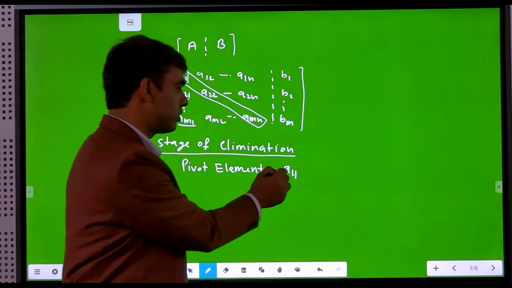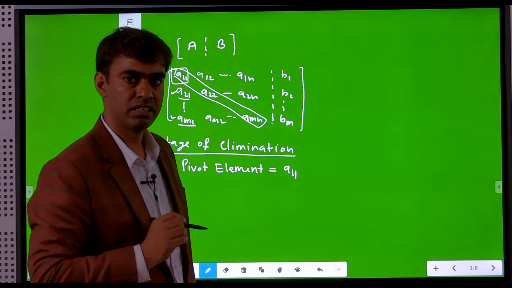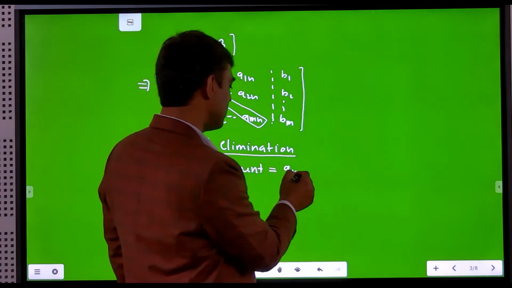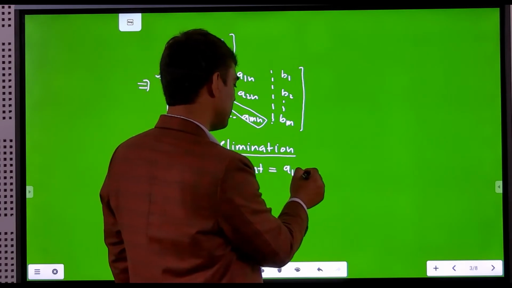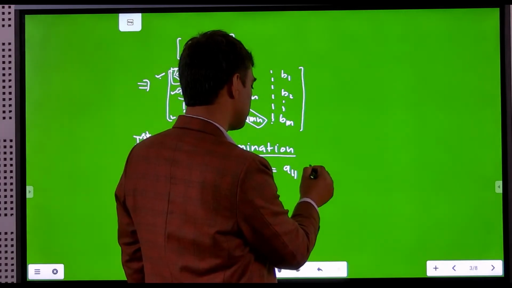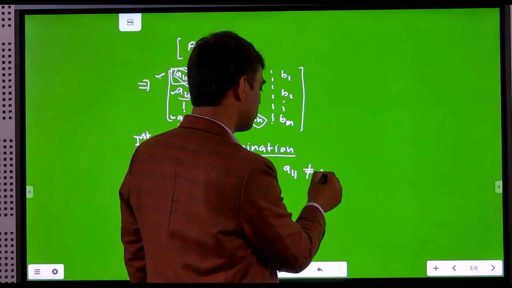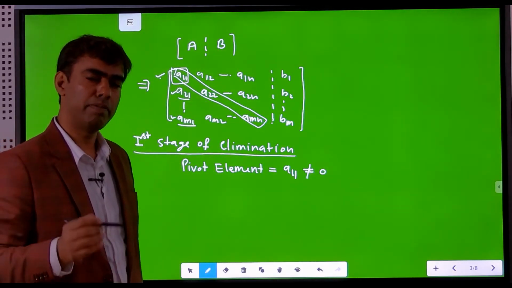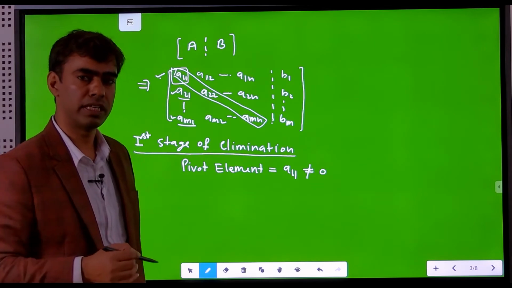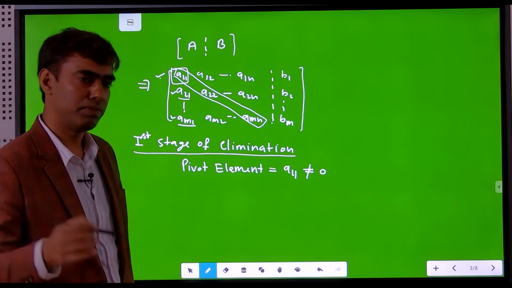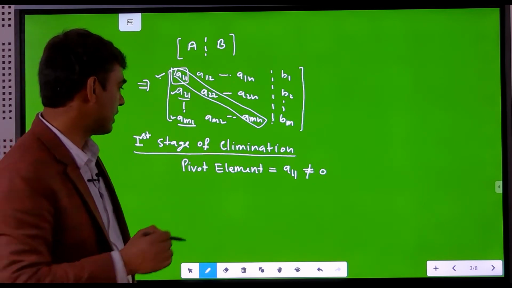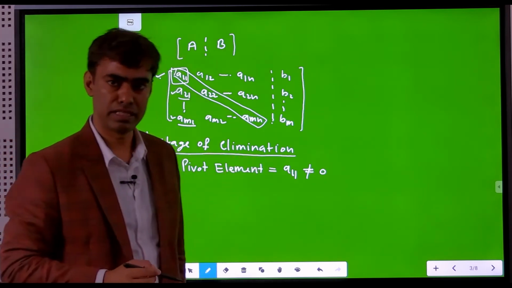If this one is equal to 0, then you cannot apply the Gauss elimination method. So what will happen? First we choose the pivot element A11 and this must not be equal to 0. If this one is equal to 0, then we perform partial pivoting and complete pivoting. Later on we will discuss what partial pivoting and complete pivoting are, in case the pivot element is equal to 0.